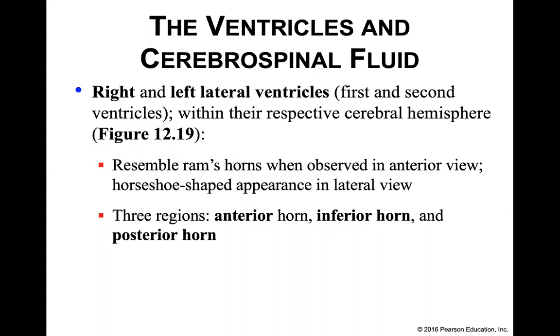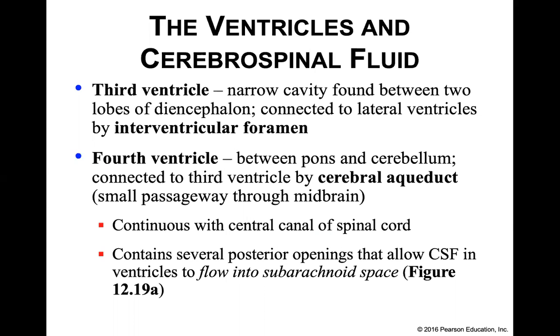The right and left lateral ventricles, these are the first and second ventricles within their respective cerebral hemispheres. They resemble a ram's horns when observed from the anterior view, and have a horseshoe-shaped appearance in a lateral view. The third ventricle is a narrow cavity found between the 2 lobes of the diencephalon. It's connected to the lateral ventricles by the interventricular foramen.